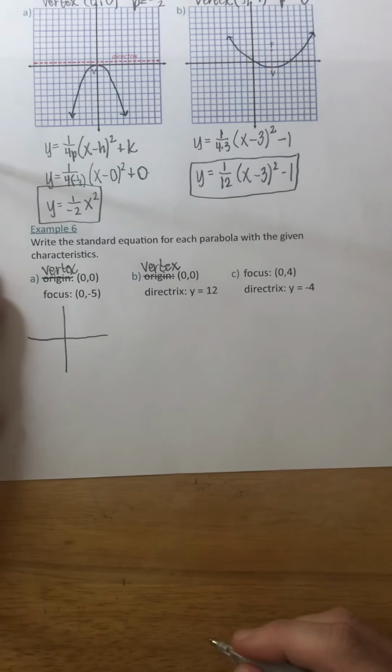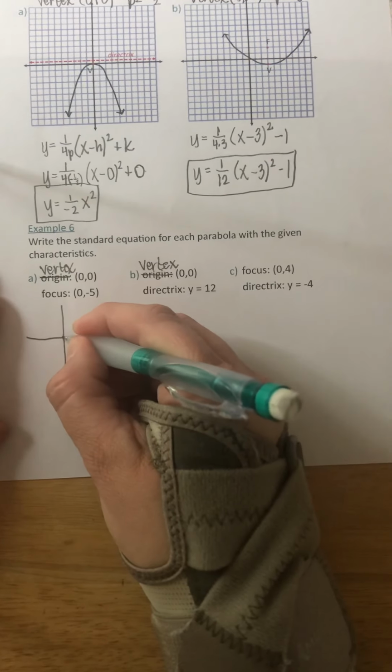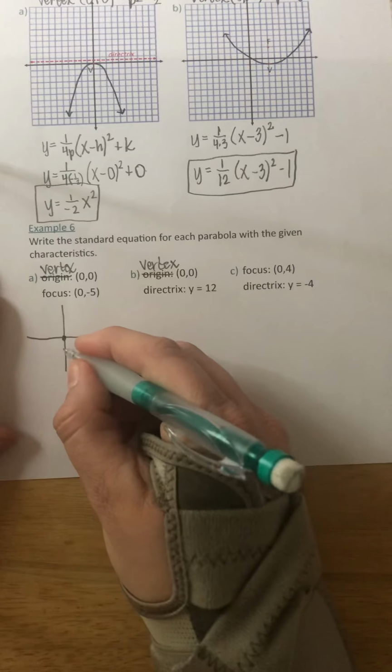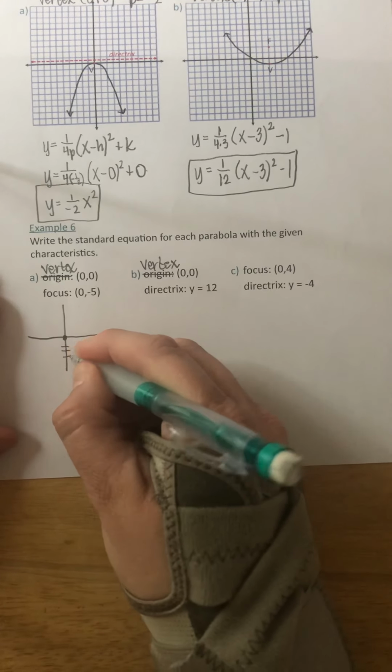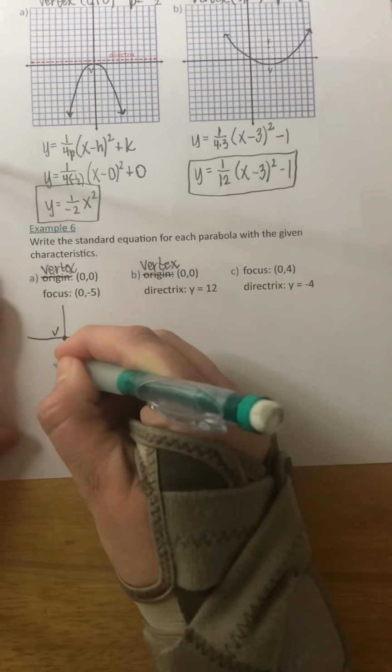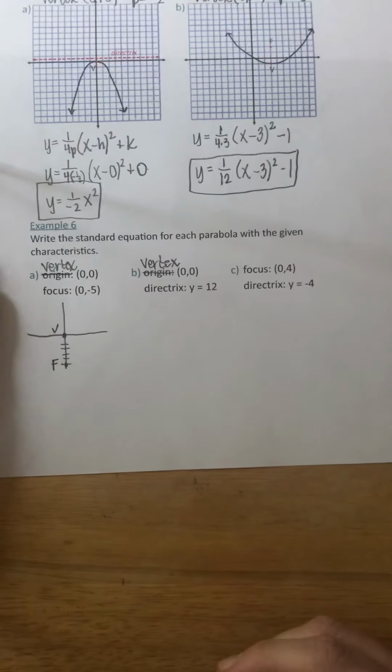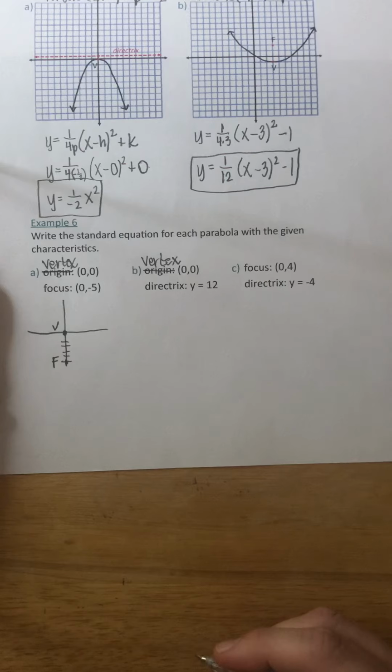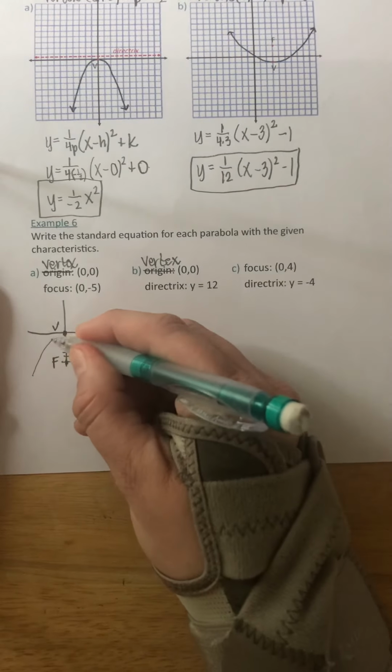And C is okay. Okay, so the vertex is at 0, 0, and the focus is at 0, -5. Here's the vertex, here's the focus. What do I know about this parabola just based on that information? Well, I know that the parabola opens around the focus.